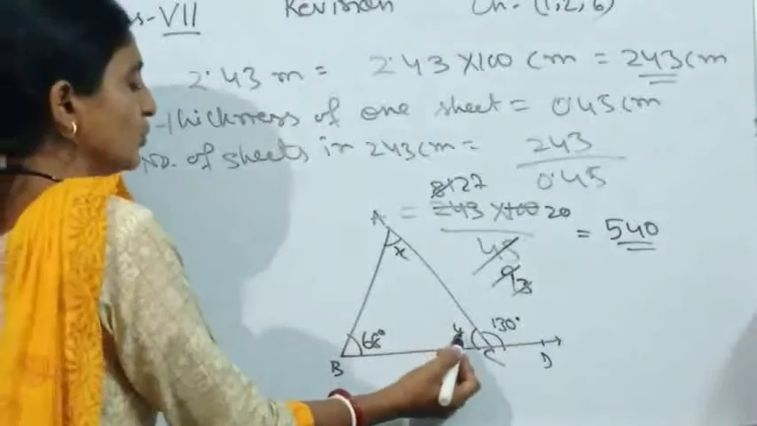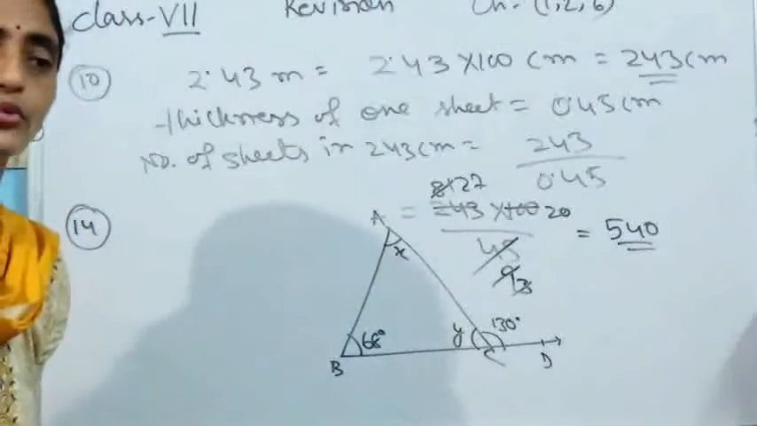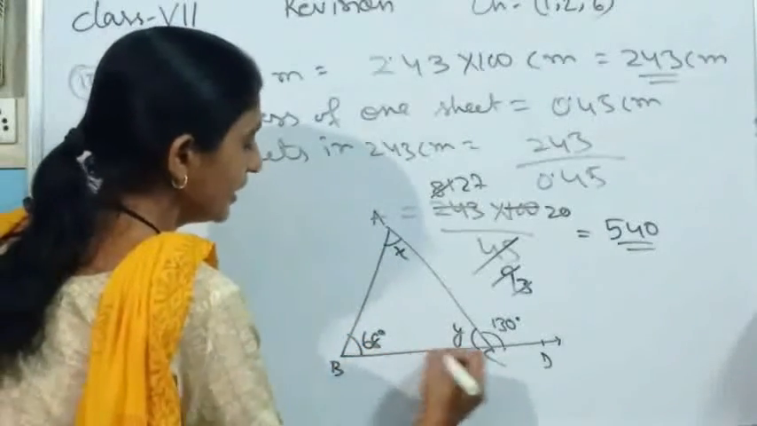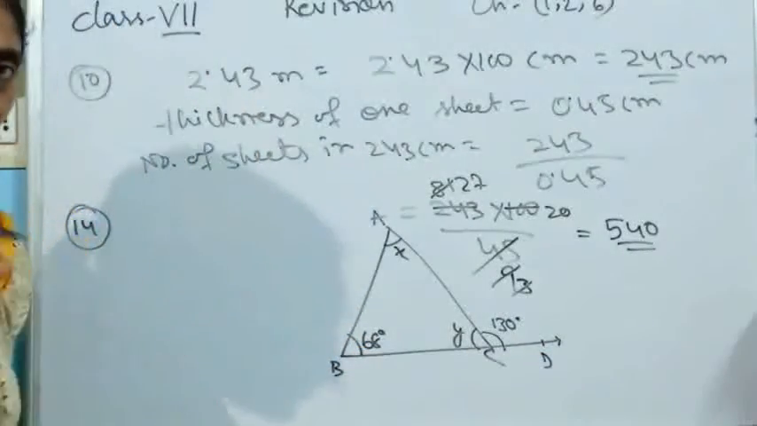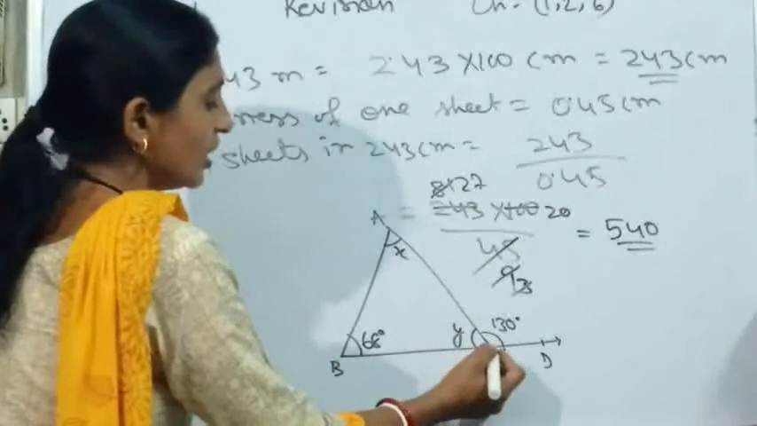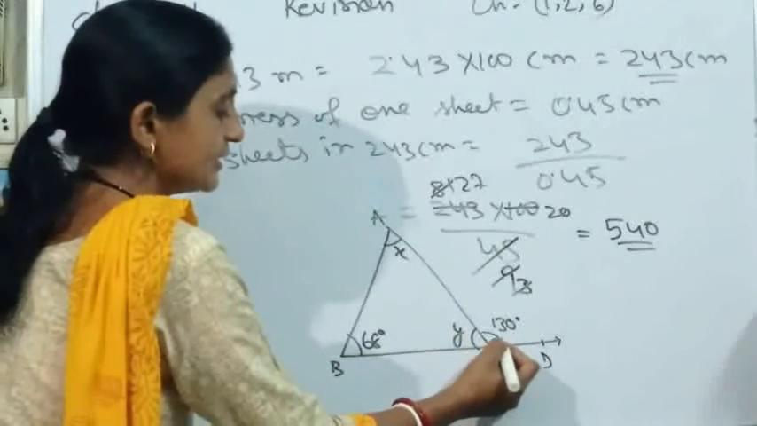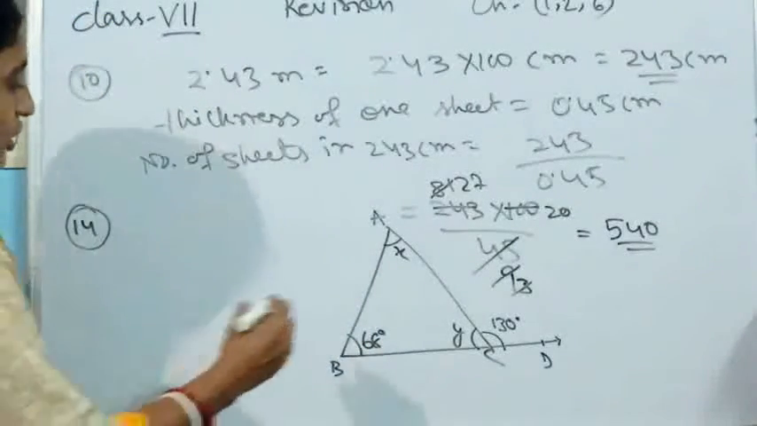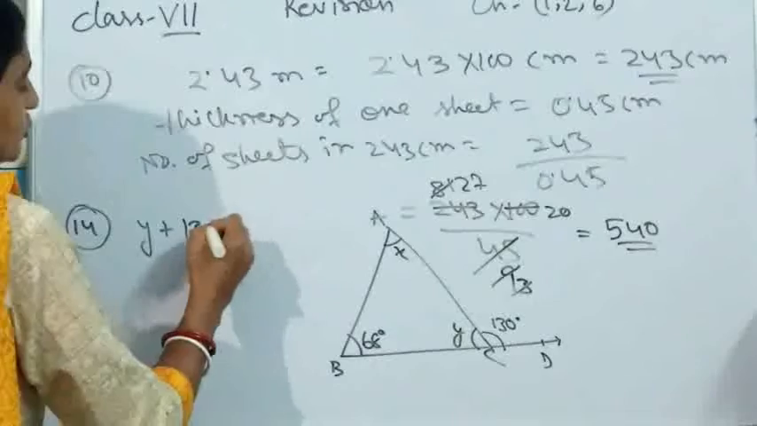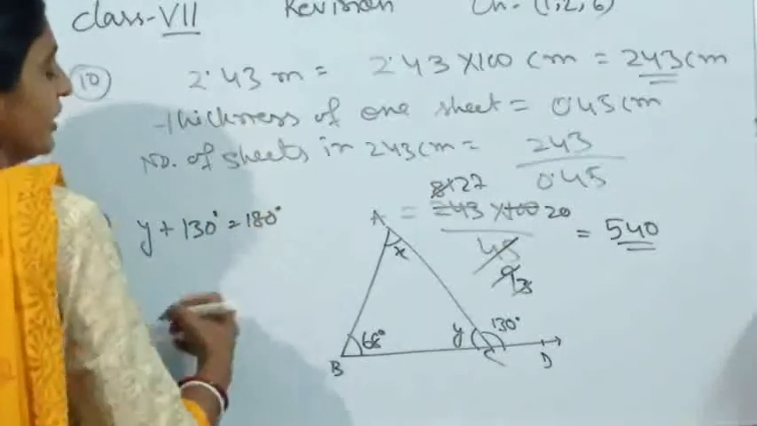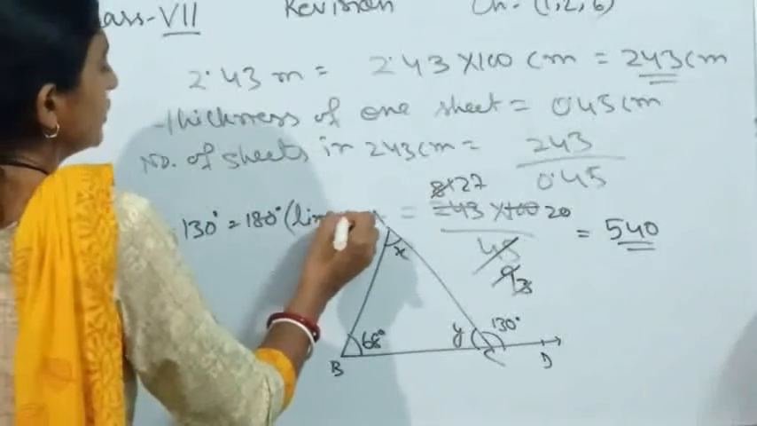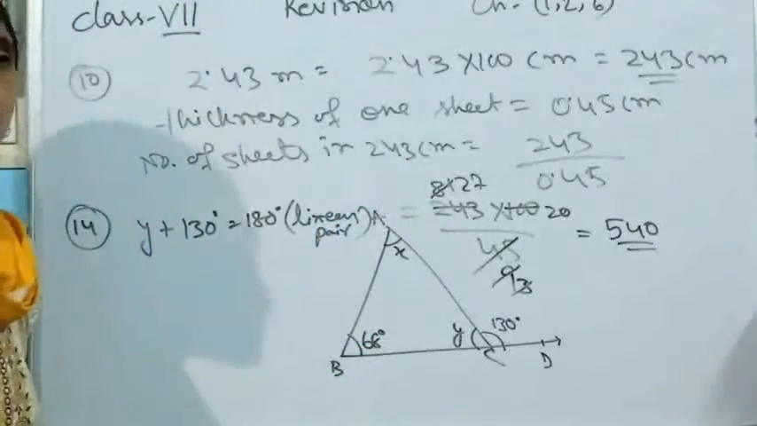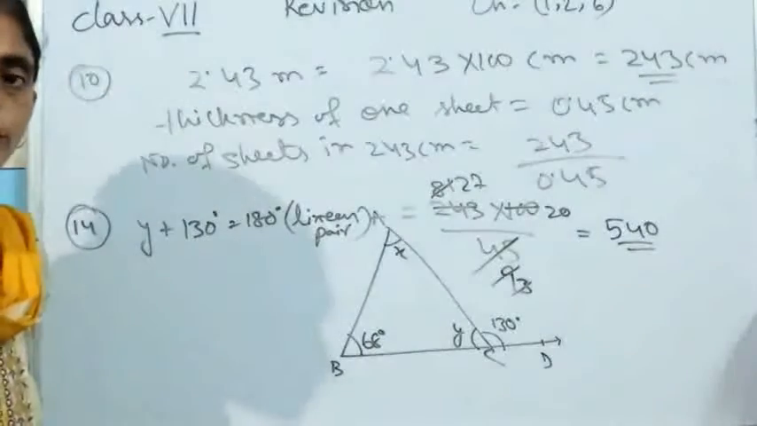If I am looking for y first, which rule can we apply here? Here you can see that BCD is a straight line. So on that BCD, angle y plus 130 degree, they are making a straight line, so it will be 180 degree. Here we can write y plus 130 degree equal to 180 degree. How? Because they are a linear pair, side by side and making a straight line, or you can say they are supplementary to each other.